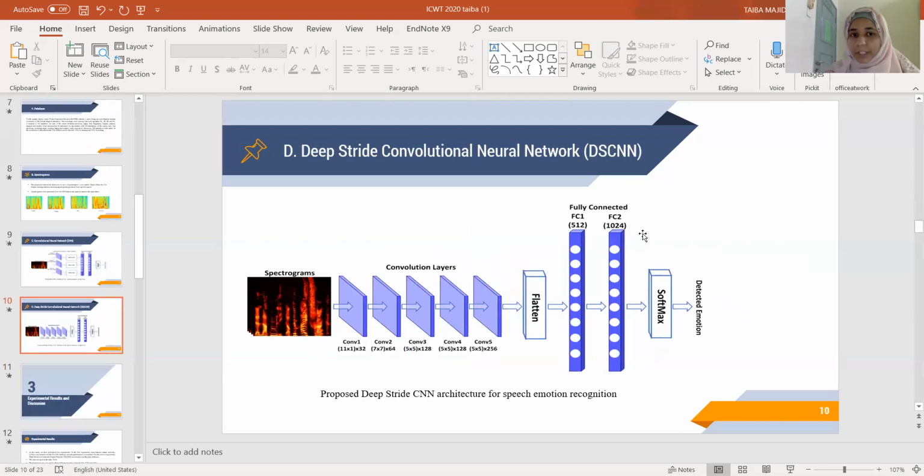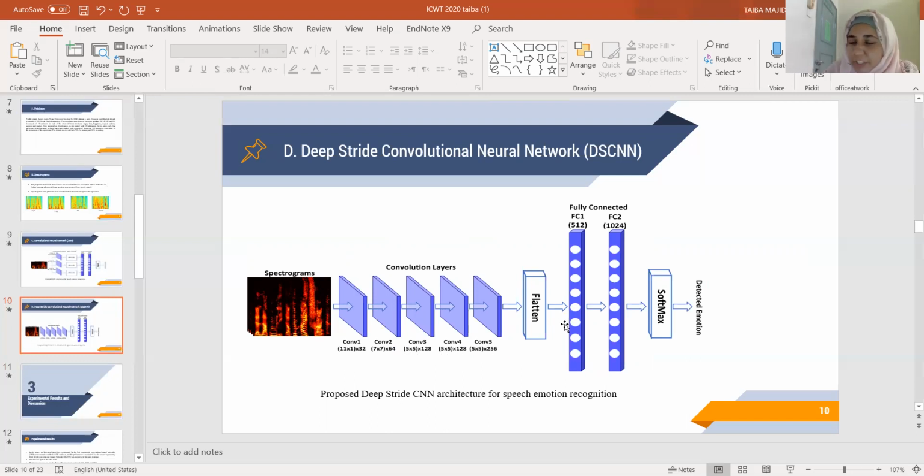Second is the deep strided convolutional neural network. The input is the same, the spectrograms, but here, instead of the pooling layer, we have used the spatial strides for dimensionality reduction, or we can say for downsampling. We have 5 convolution layers, and most of the convolution layers are of the same block size, 5 cross 5, but we have used a different number of kernels.